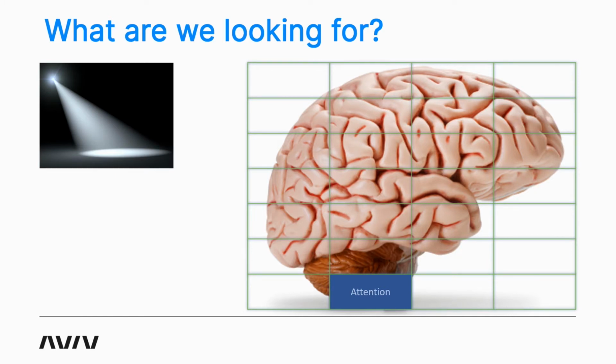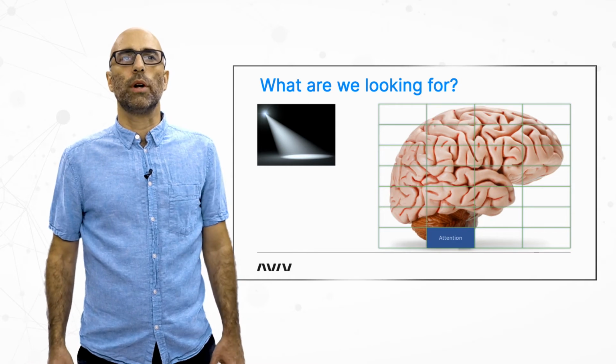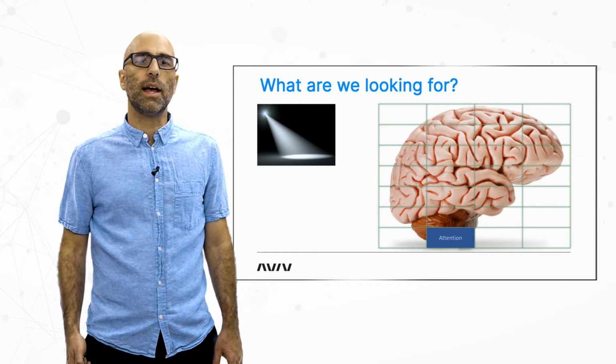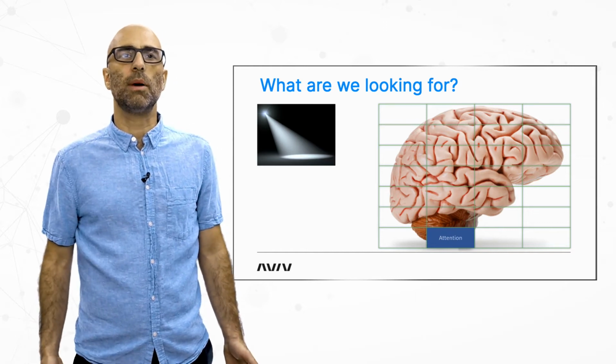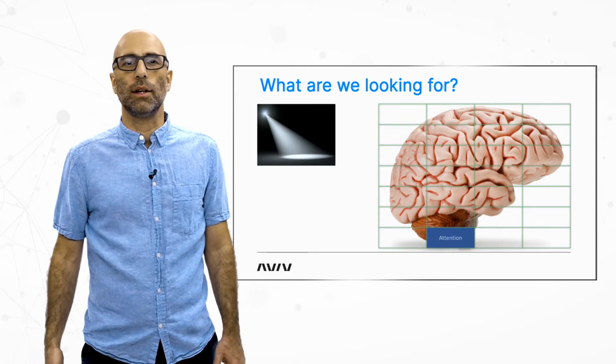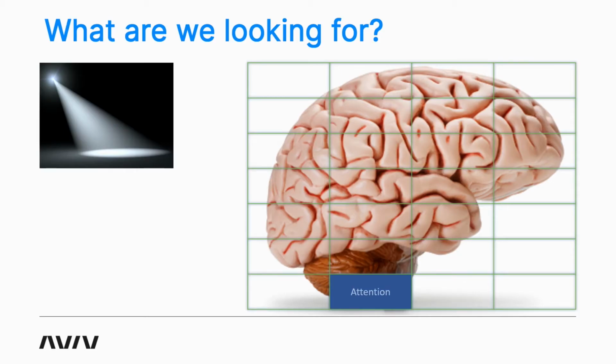Attention is like a spotlight. You can see here a spotlight. Whatever is in the diameter of the spotlight will be attended to. Whatever is outside of the diameter will not be attended to. This spotlight has many attributes. It can be with strong light. It can be divided into different objects.